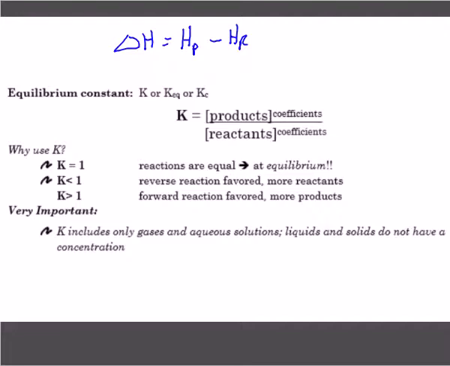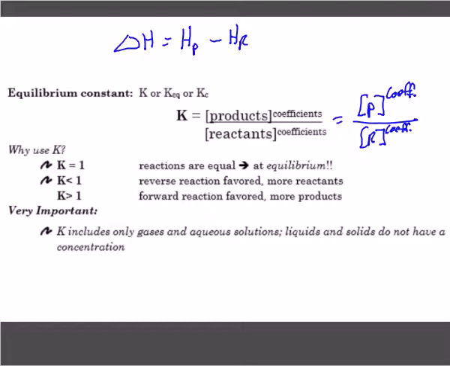And notice, guys, the coefficients. It's kind of hard to show it here, but really we should write it like this. So the concentration of my products, and then my coefficient becomes a superscript. The same thing with my reactants: concentration of reactants, and any coefficients with those reactants become superscripts on top.